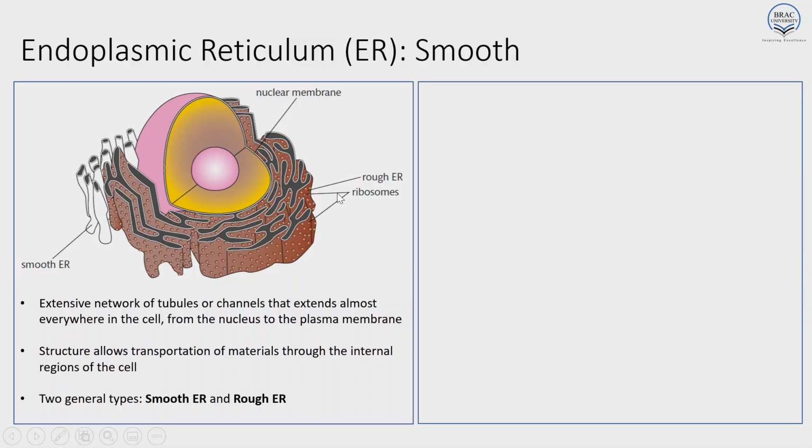So, the endoplasmic reticulum. We know that there are two types of endoplasmic reticulum. One is smooth, one is rough. Based on the presence of the ribosomes, they are divided into two types.